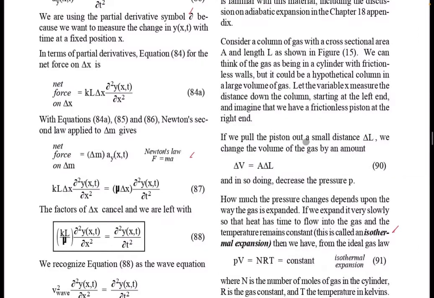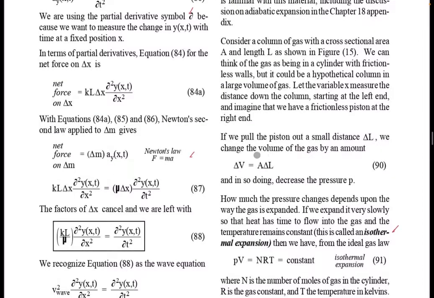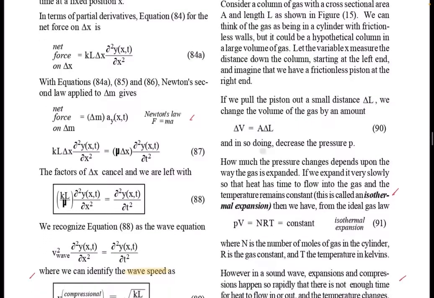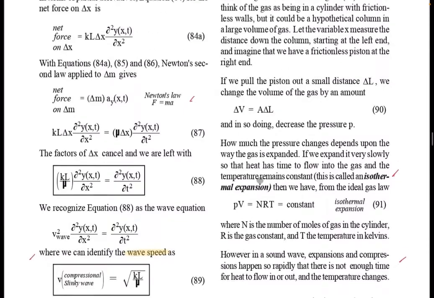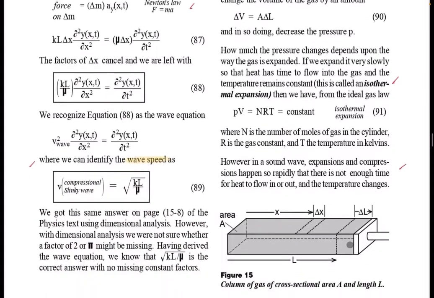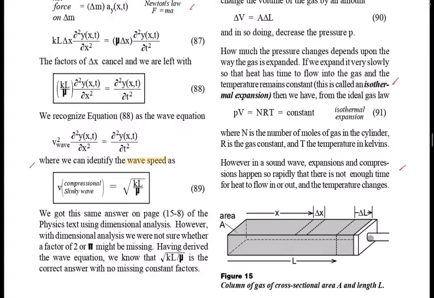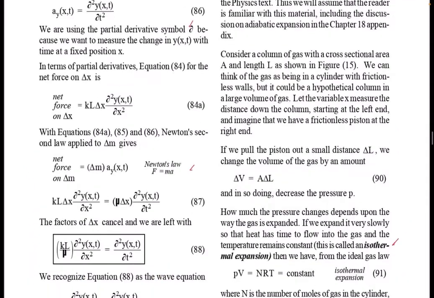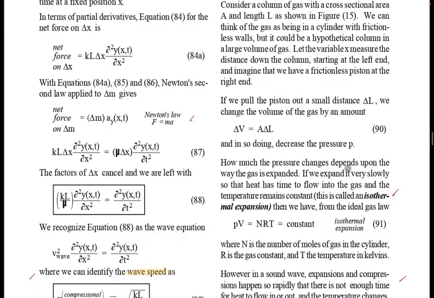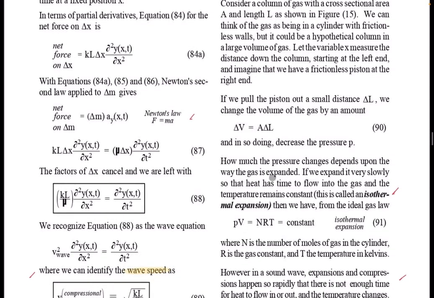If we pull the piston out a small distance, change in length, we change the volume of the gas by an amount. Change in volume is equal to the area, ito yung area, times the change in length. And so doing, we will decrease the pressure P. So kapag hinila daw natin itong piston a little bit further, ito yung formula representing that motion. No? How much the pressure changes depends upon the way the gas is expanded.